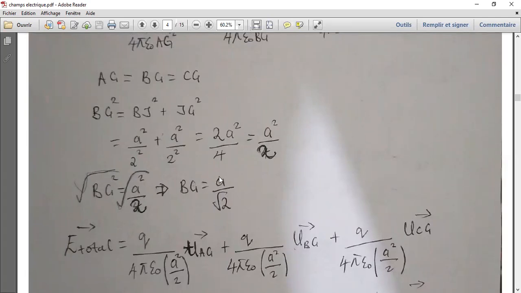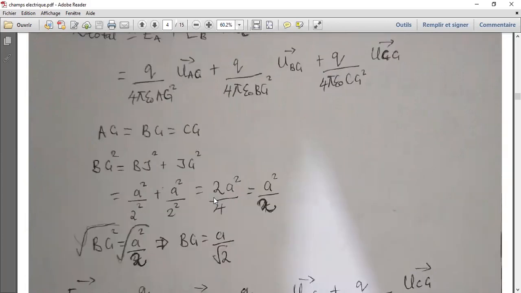If BG is A divided by square root of 2, it means AG also is A divided by square root of 2, and CG also is A divided by square root of 2. So I don't know if you are clear on how to get AG, BG, and CG. If you are not, ask your question before we move to another step.